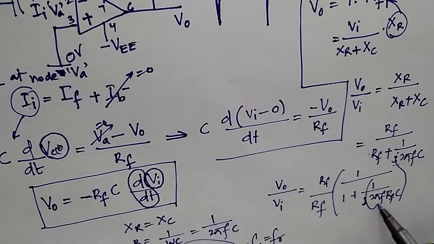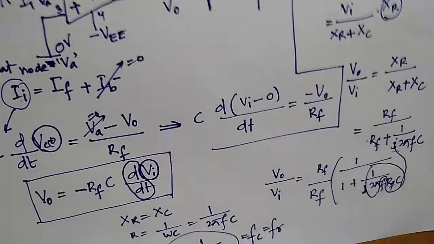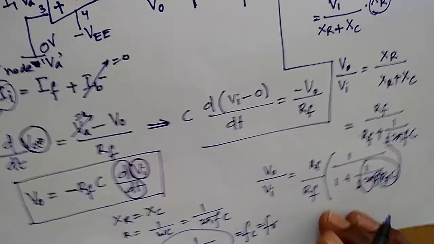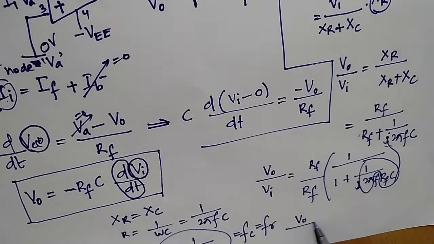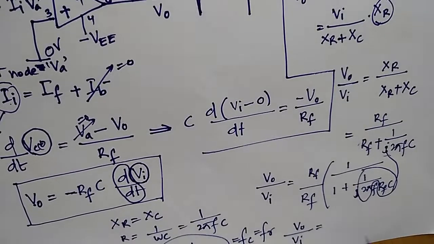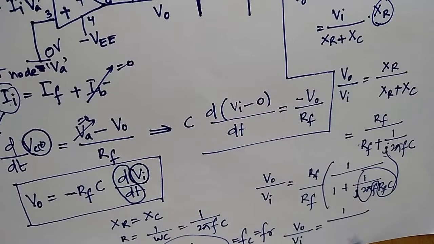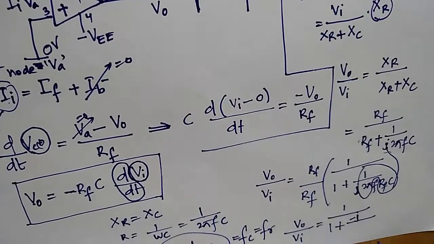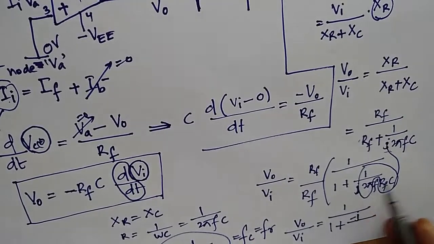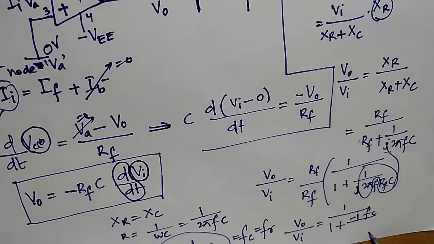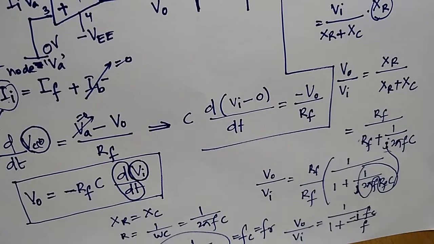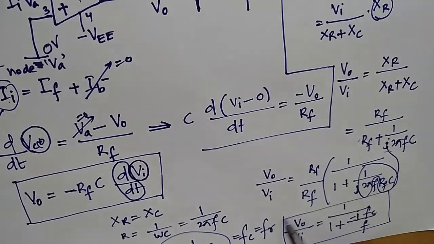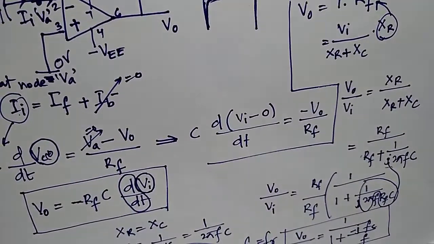From this function, the value 1 by 2 pi RC is replaced in this function, that is V0 by Vi is equal to 1 by 1 plus 1 by, simply you can take minus j. That 1 by j value can be represented as this 1 by 2 pi RC, represented as cutoff frequency FC, and the denominator function is F. So this is the function of output voltage.